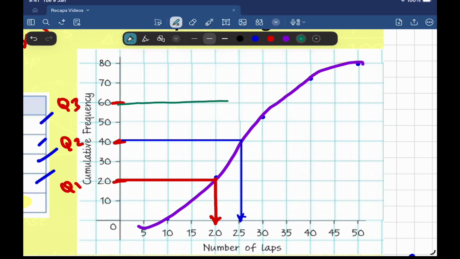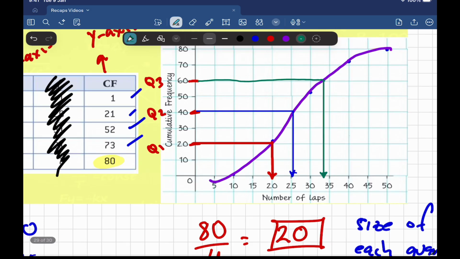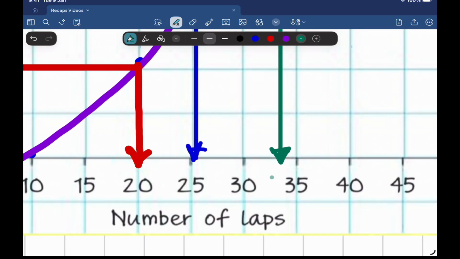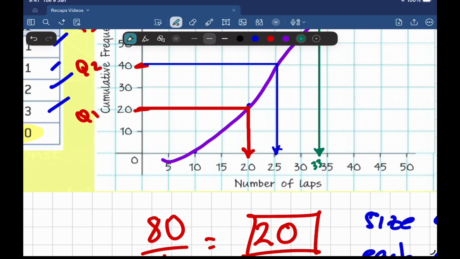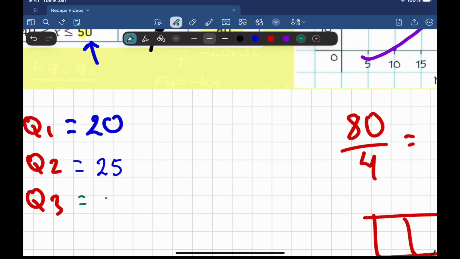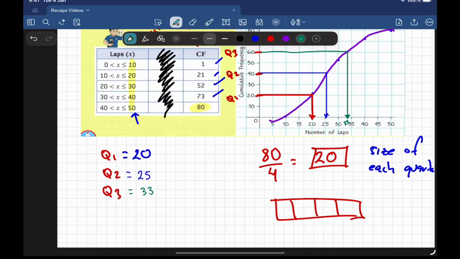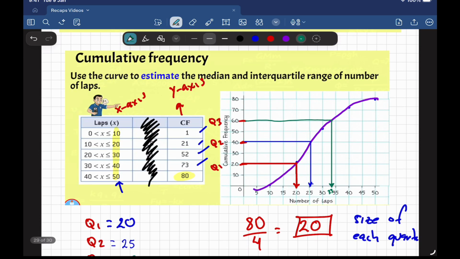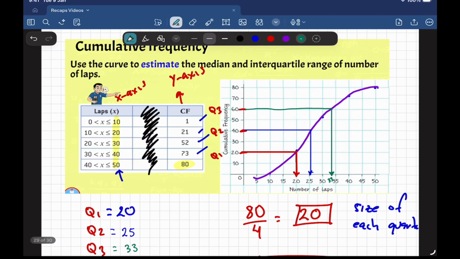So we are going to draw a line touching the curve, something like this, then touching the curve and going down like this. So this is an estimation. Here we can say maybe this is 33, 34. Doesn't matter, don't worry, this is an estimation. So let me see, maybe this is 33. So Q3 is 33.